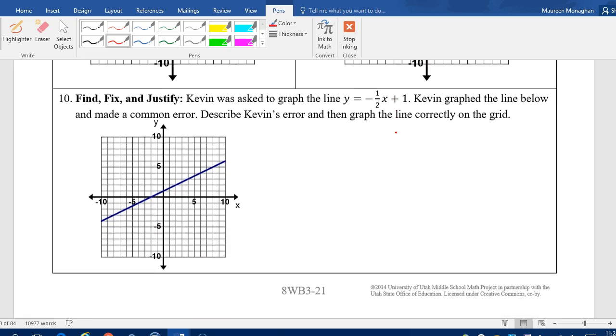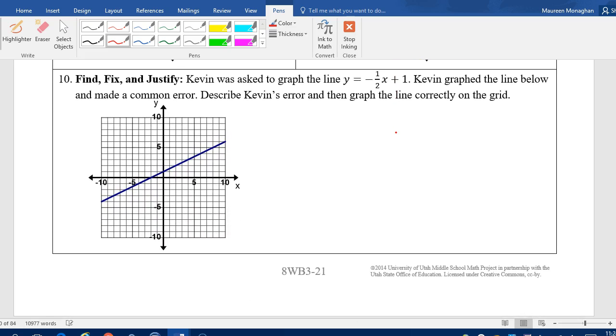All right, we've got to find, fix, and justify. Kevin was asked to graph the line y equals -1/2 x plus 1. Kevin graphed the line below and made an error. As soon as I saw this slope, an alarm went off. It's going downhill. Is his going downhill? No, it's not. So already I know he did that part wrong.